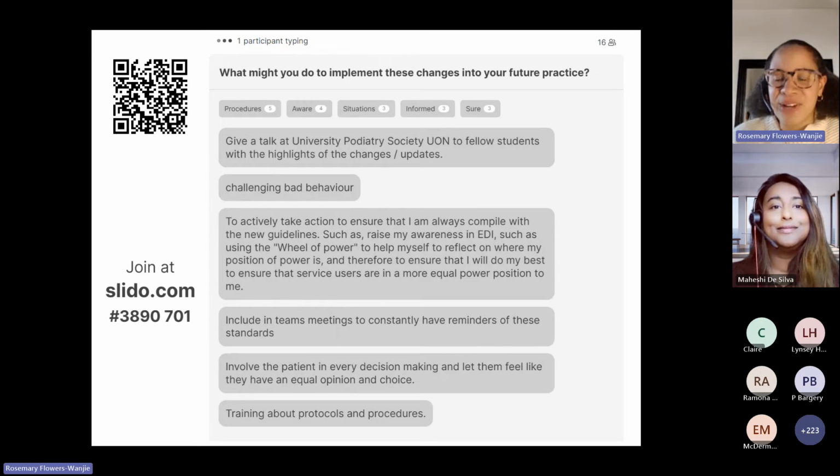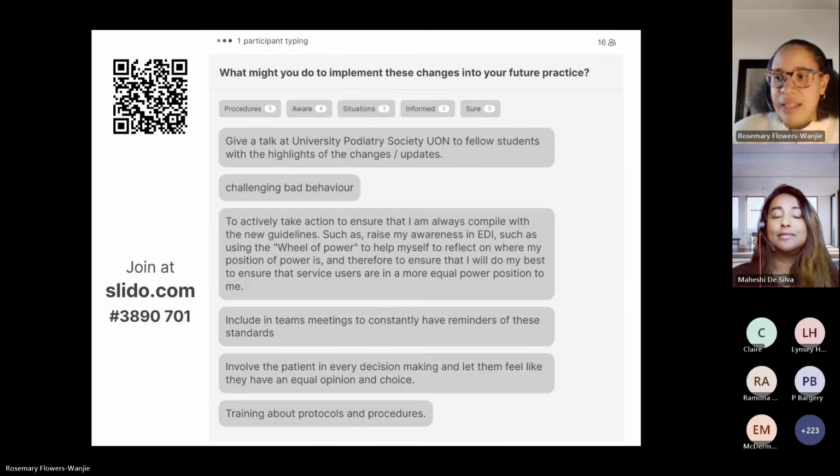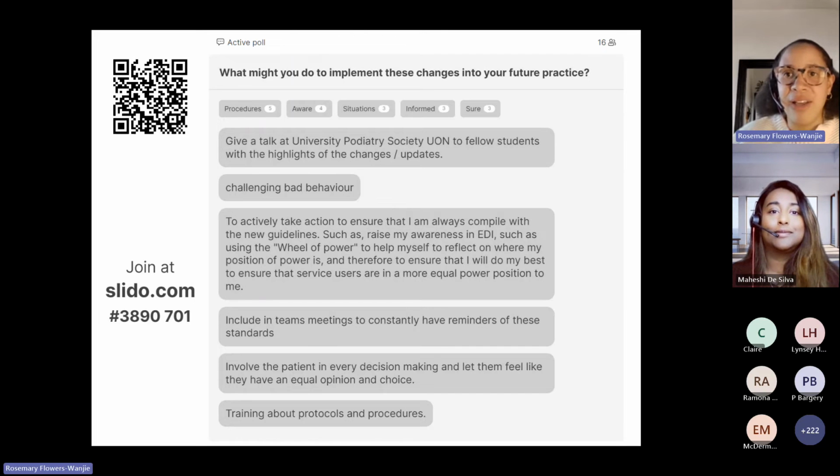Oh, and I love this one as well. I'm going to move on to our next theme after this, but I do just want to say that I really like the idea of giving a talk to other students with the highlights of the changes and updates. Really great. Do pass on what you've learned today, and pass on the information that we're sharing as well. And feel free to connect people with the resources that we have on the revised standards of conduct, performance and ethics, which we'll go into in a little bit more detail later on.